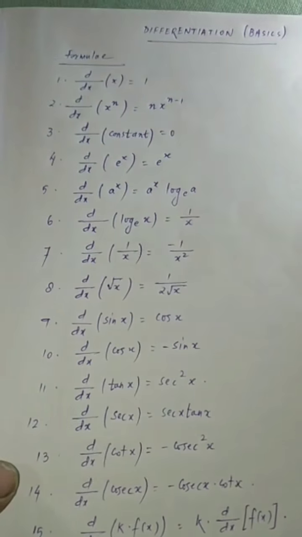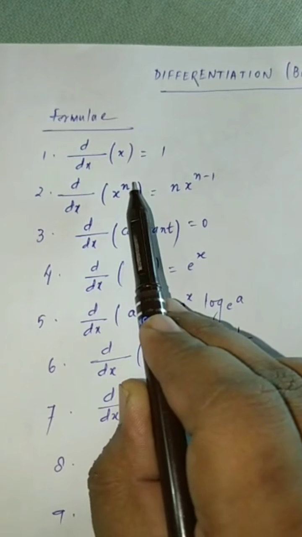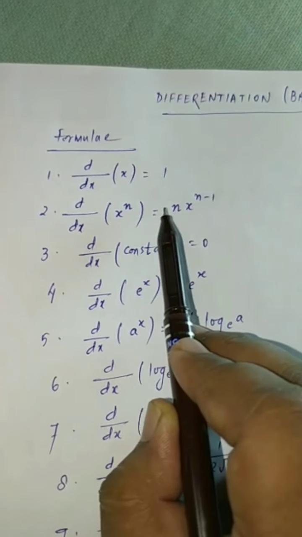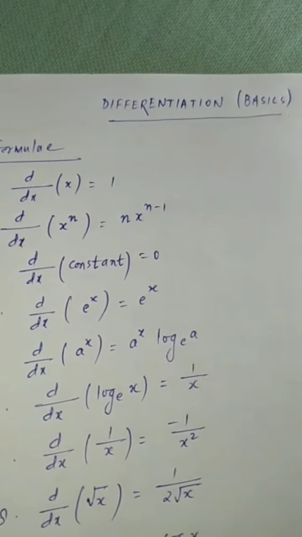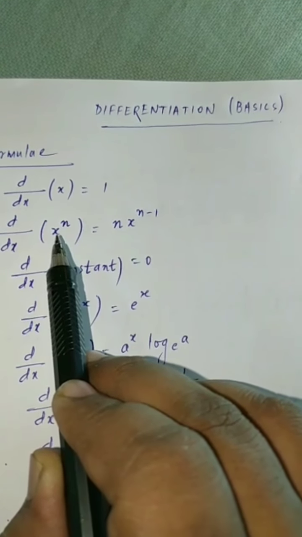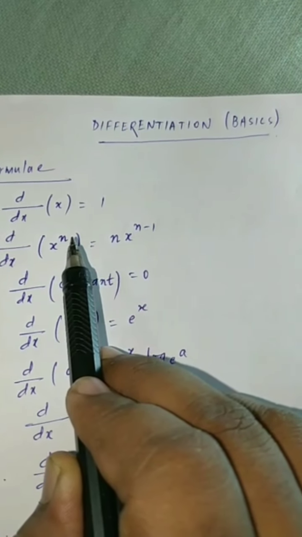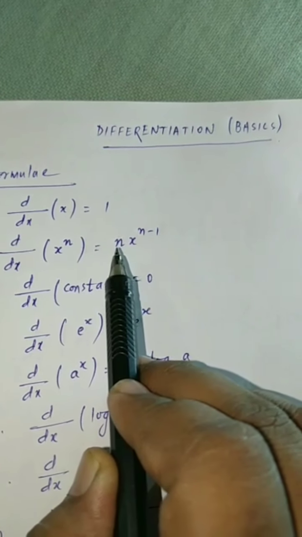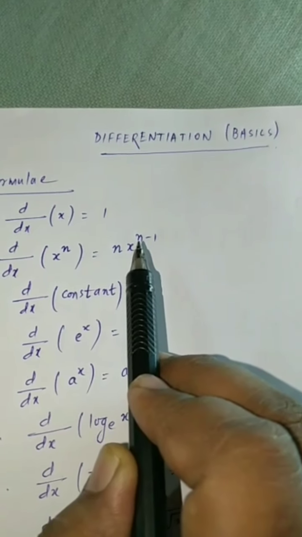The second formula talks about d/dx of x power n, where n is a constant. So d/dx of x power n is equal to n x power n minus 1. How can we memorize this formula? If we have any function where x is in the base and there is some constant power like n, whatever power is there comes and sits in the front, and the power of x reduces by 1.